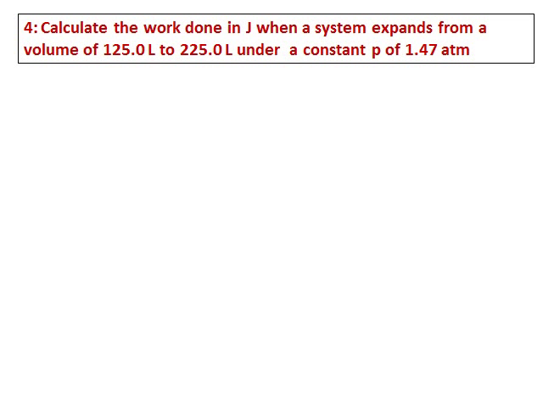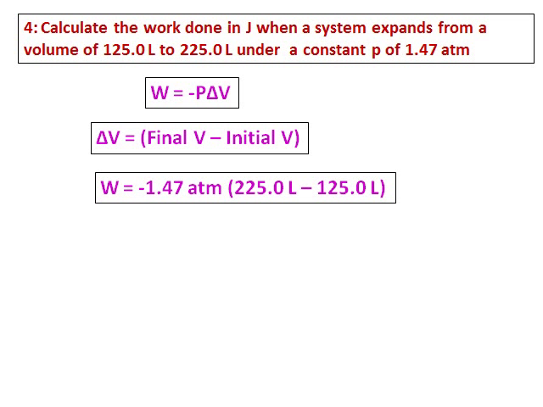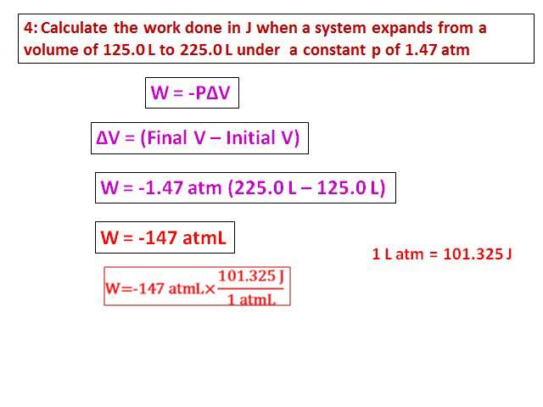Calculate the work done in joules when a system expands from a volume of 125 to 225 under a constant pressure of 1.47 atmosphere. Use the same formula, W equals negative P delta V, and P is given, and we know that delta V is final volume minus initial volume. Substitute all the values, and in this case the value of delta V is positive, hence I get work done as negative. And here also, since I get liter atmosphere, convert it to joules using the conversion factor.